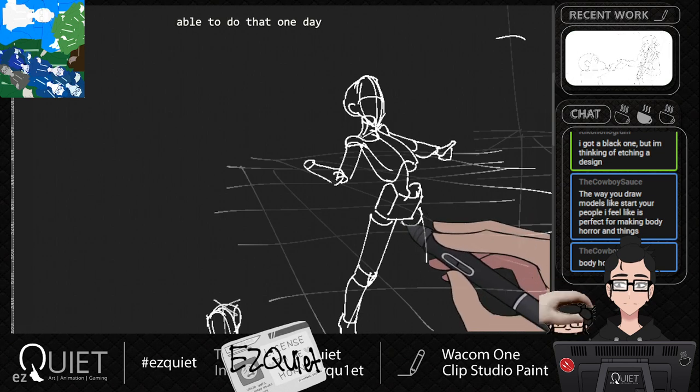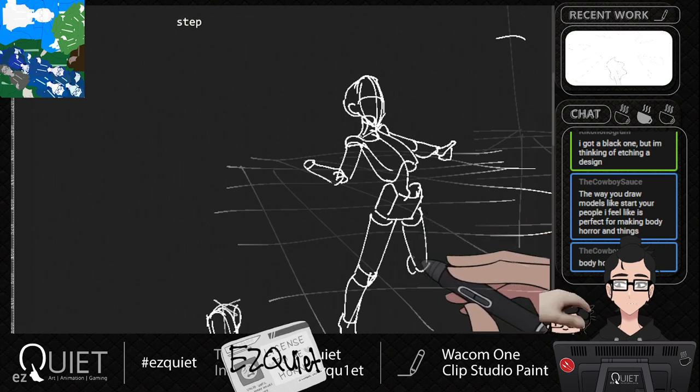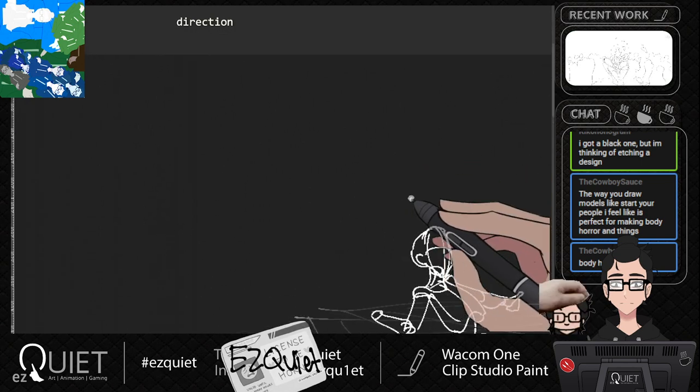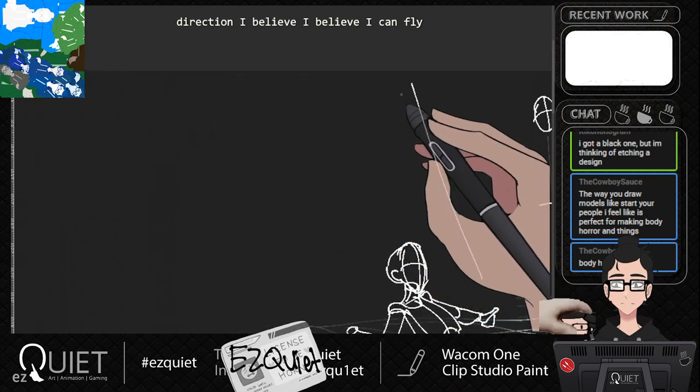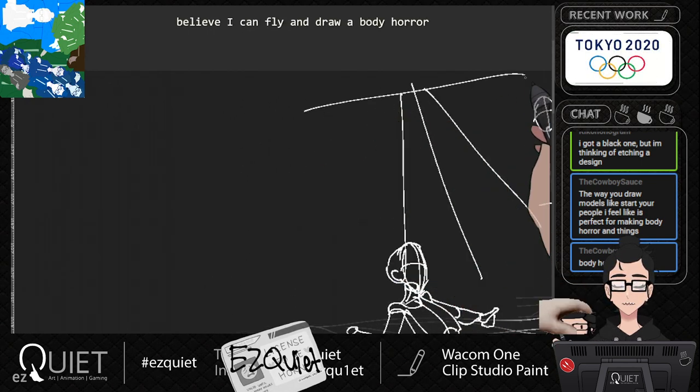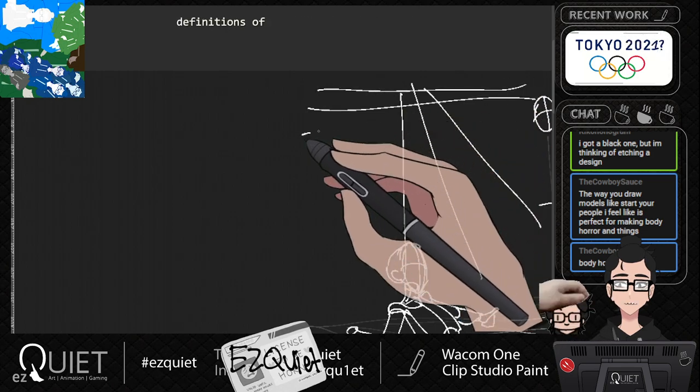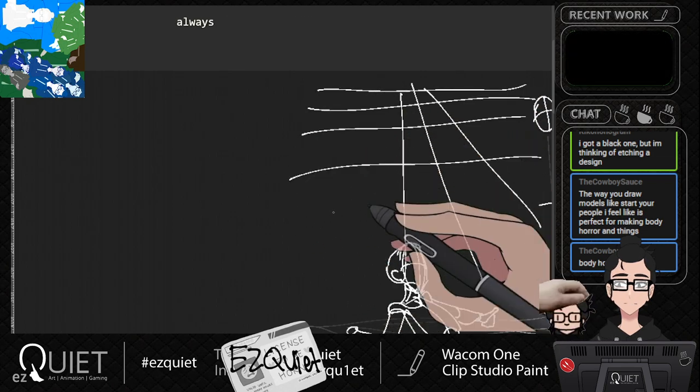Would love to. And maybe this is the step in the right direction. I believe I can fly and draw body horror. I feel like there's different definitions of body horror too, right? It's not always just monsters and stuff. It's like being able to draw.